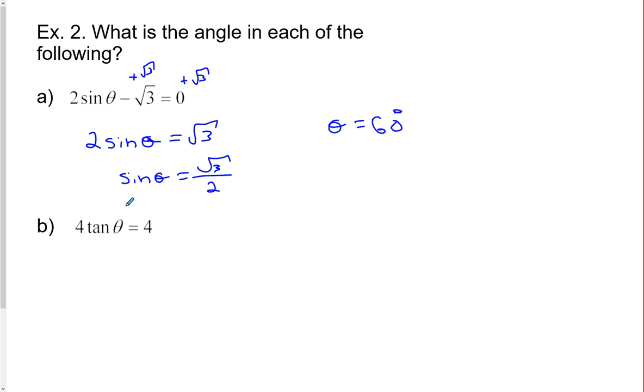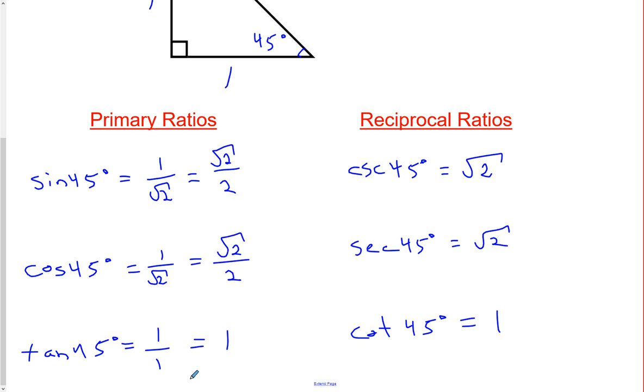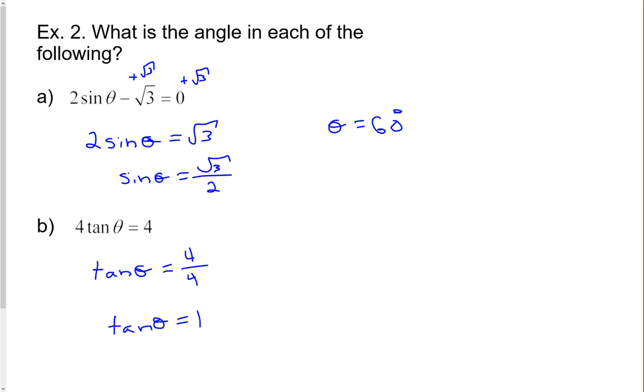Similar for this one. I want to solve this. I'm going to divide both sides by 4. So I end up with tan theta equals 4 divided by 4. Well, 4 divided by 4 is just 1. Is there one of those ratios where the tangent just equaled 1? Sure there was. Tan of 45 degrees equals 1. So I know that my angle must be 45 degrees.